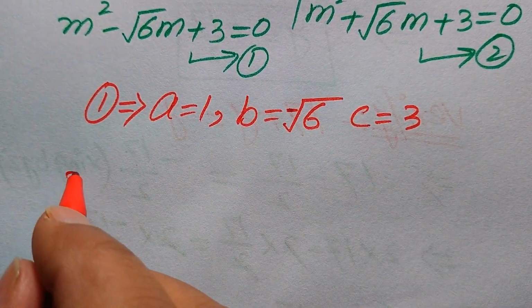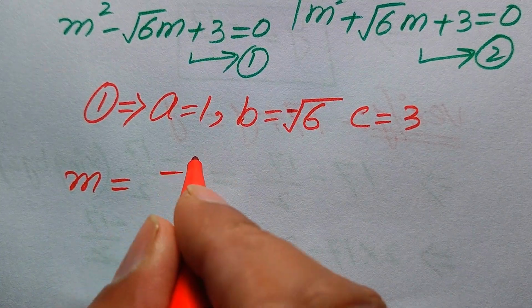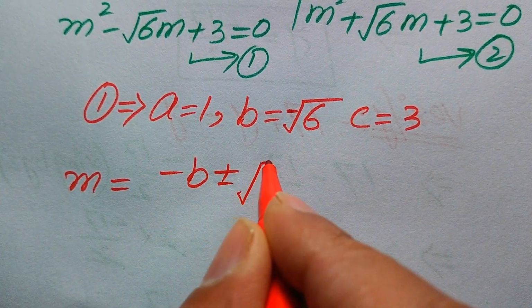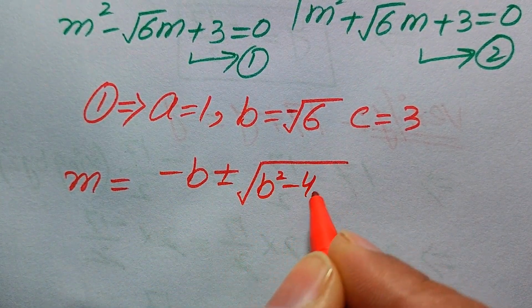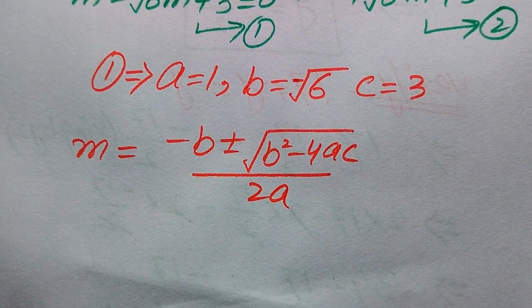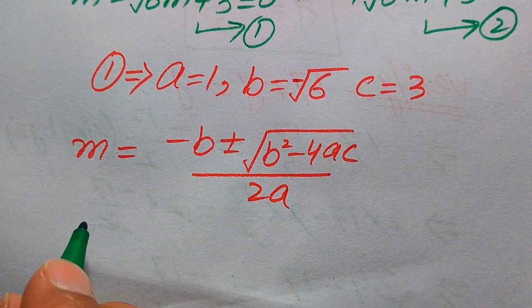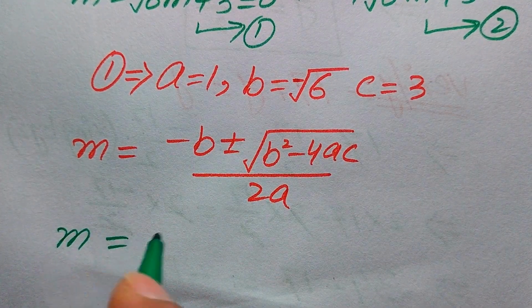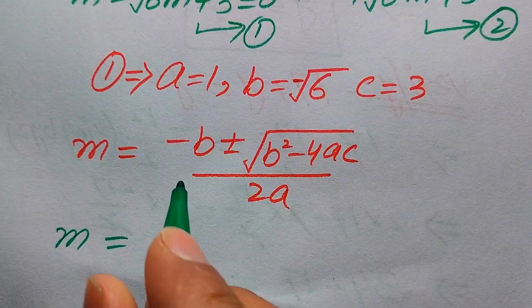So we state the quadratic formula as m equals minus b plus minus square root of b square minus 4ac, divided by 2a. So we just substitute all the values of a, b and c in this formula, and it will be written as this is minus b.